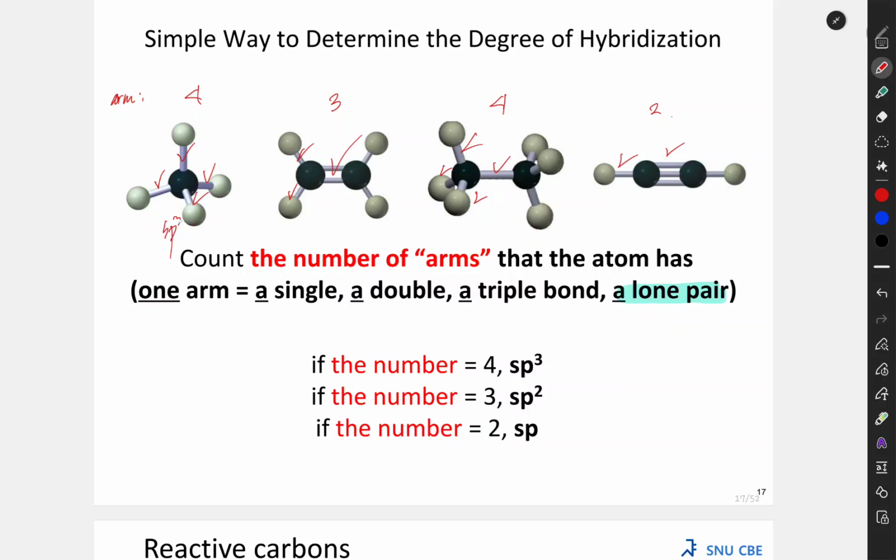What about this carbon? You have 1 single bond, a second single bond, and 1 double bond. So from this carbon's perspective, you have 3 arms, so you have sp2 hybridization for this carbon. What about this example? You have one single bond and one triple bond. So in this case, you have two arms, from which you can conclude this center carbon must be sp hybridized.